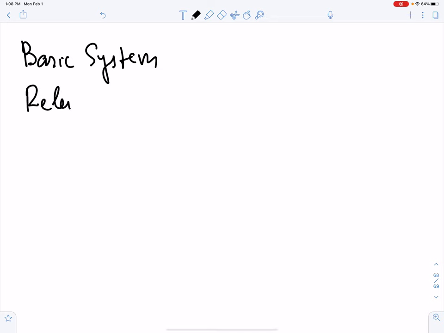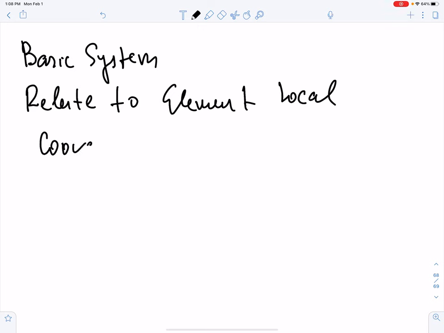So we continue. And right now, I want to revisit again the basic system. And I want to relate it to the local coordinate system, right? Element local coordinate system. Okay. All right.